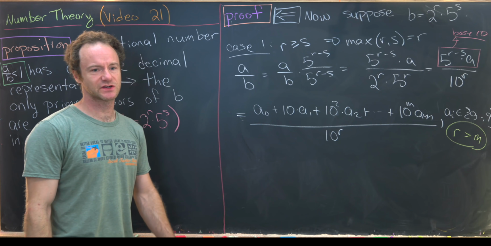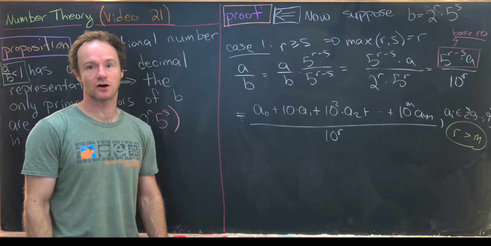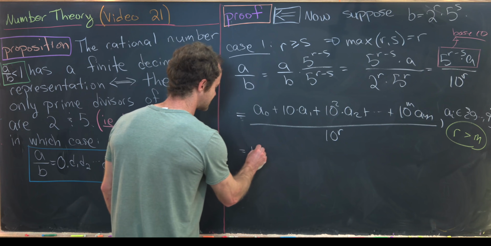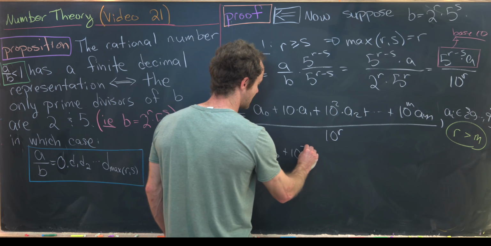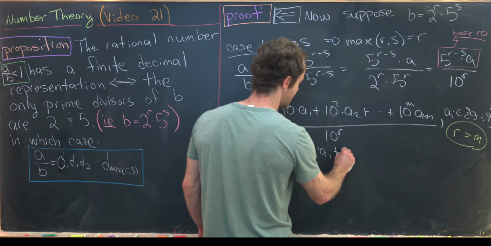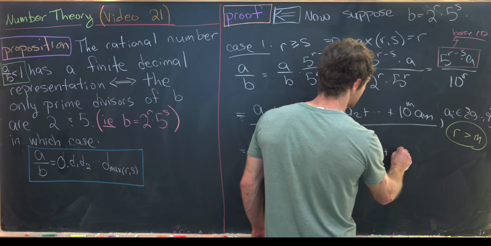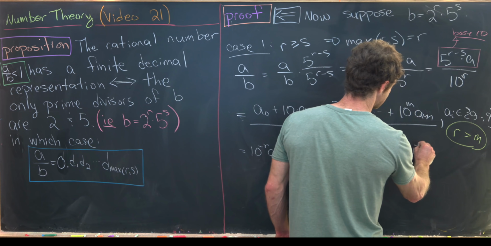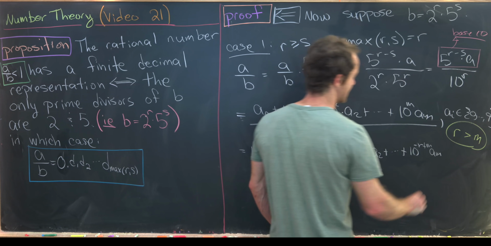Okay, so let's see how this turns into a decimal expansion. Maybe we'll do this division by 10 to the r for all of these. That'll give us 10 to the minus r times a naught plus 10 to the minus r plus 1 times a1 plus 10 to the minus r plus 2 times a2 plus all the way up to 10 to the minus r plus m times am.